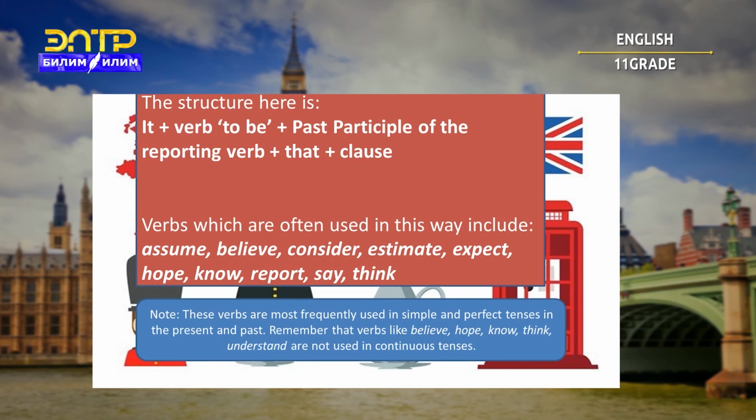Verbs which are often used in this way include assume, believe, consider, estimate, expect, hope, know, report, say, think. Note: these verbs are most frequently used in simple and perfect tenses in the present and past. Remember that verbs like believe, hope, know, think, understand are not used in continuous tenses.